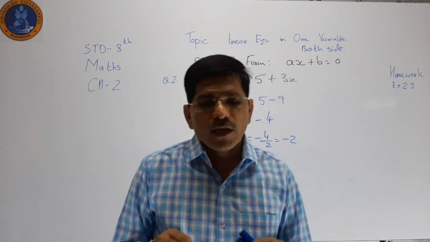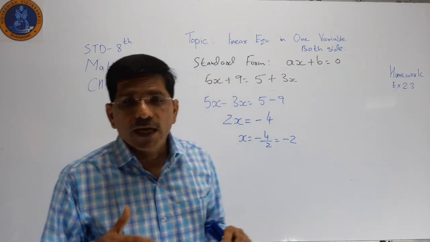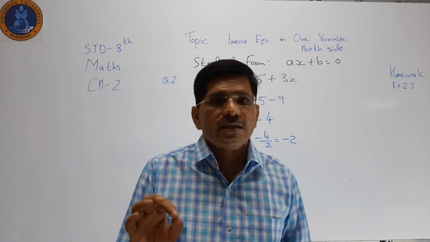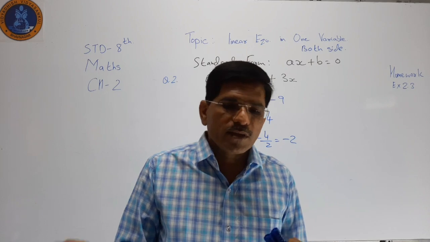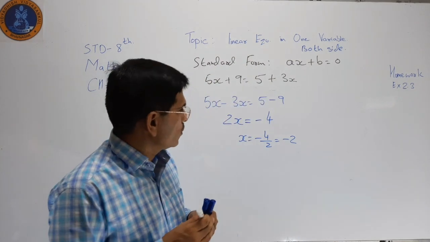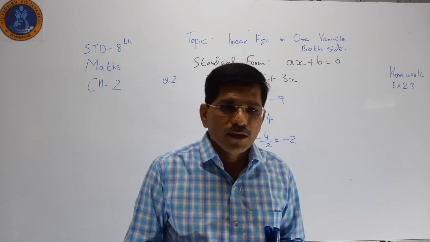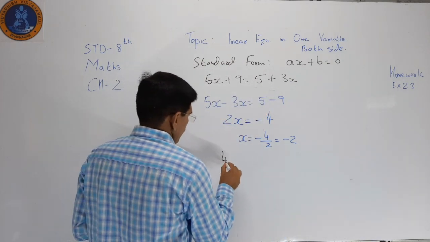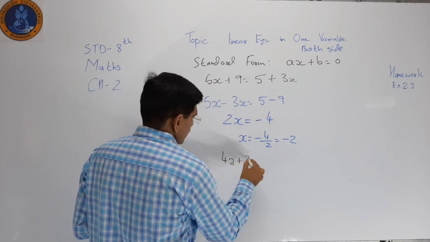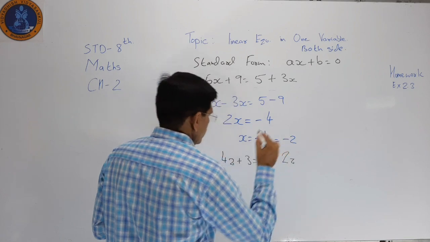Now some variables here we are using t, sometimes x, sometimes z. We can use any variable in maths from a to z. Mostly we are using x, y, z, but sometimes they are using some new ones. So 4z plus 3 is equal to 6 plus 2z.